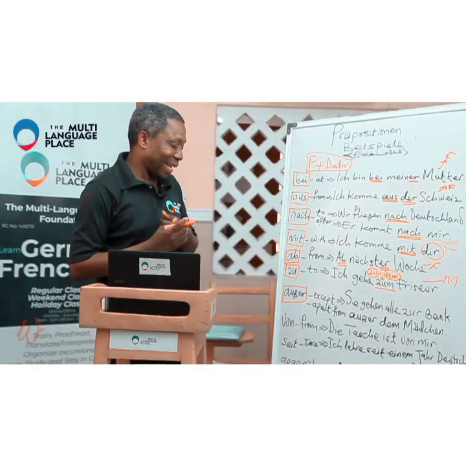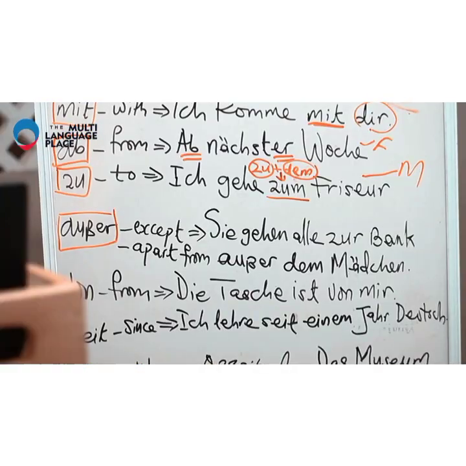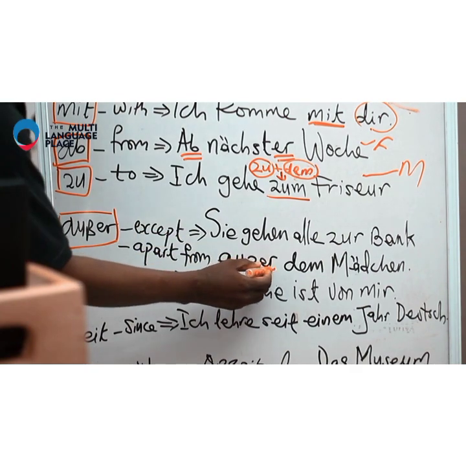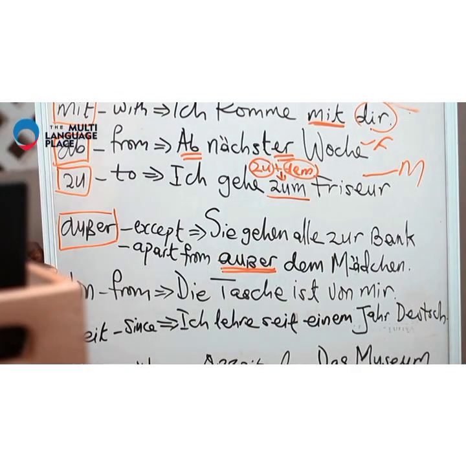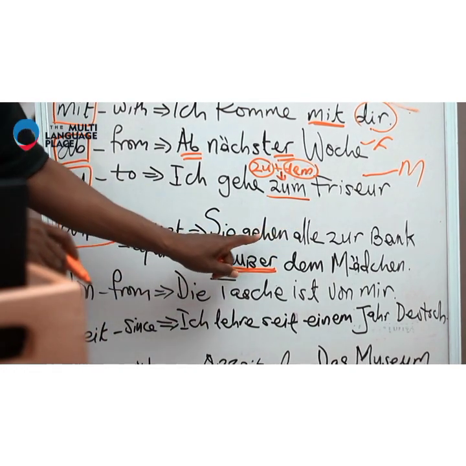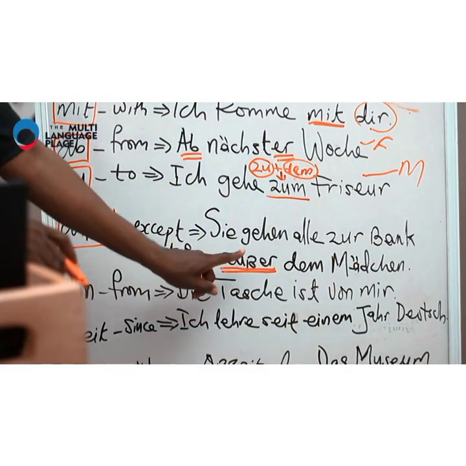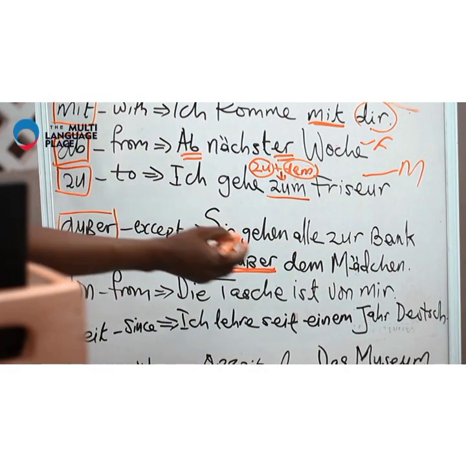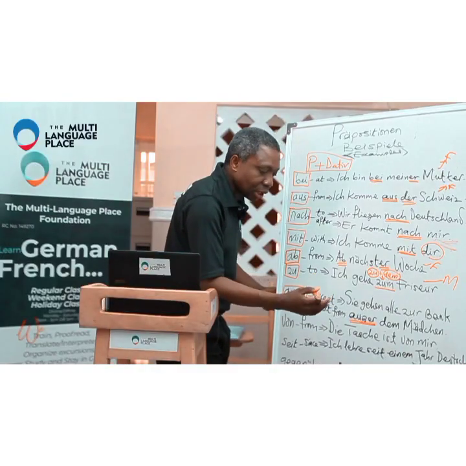And then we come to the next one, außer. It means except or apart from. And that's the example: Sie gehen alle zur Bank, außer dem Mädchen. Look at this: außer, except or apart from. So, sie gehen alle, they all go to the bank except the young lady. Mädchen, little lady, young lady.